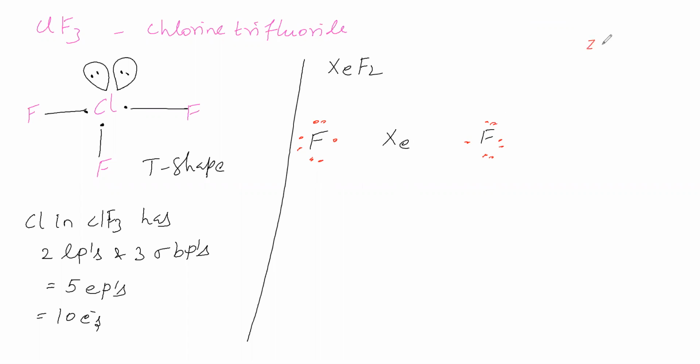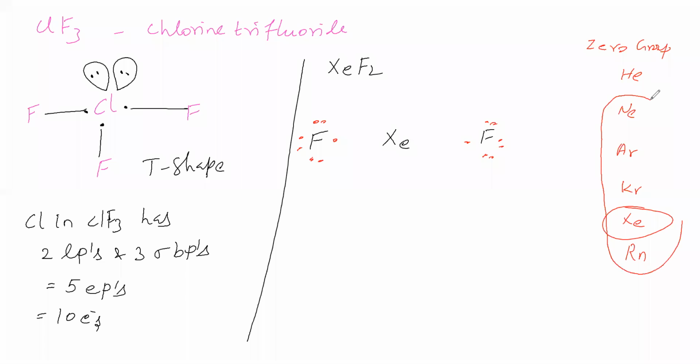Xenon comes under which group? Zero group: helium, neon, argon, krypton, xenon, radon. From neon to radon, the valence shell contains 8 electrons, but helium contains 2 electrons. So the xenon outermost shell contains 8 electrons. That 8 electrons we have written like this.